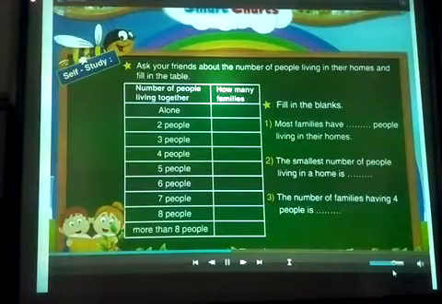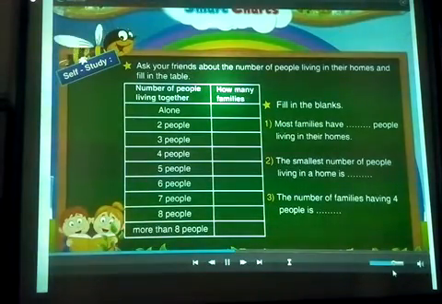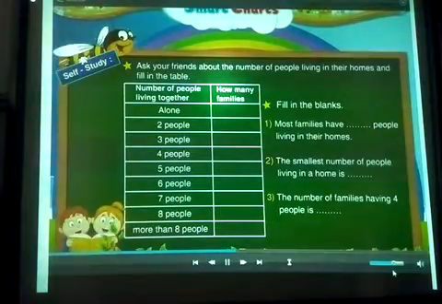1. Most families have dash people living in their homes. 2. The smallest number of people living in a home is dash. 3. The number of families having 4 people is dash.